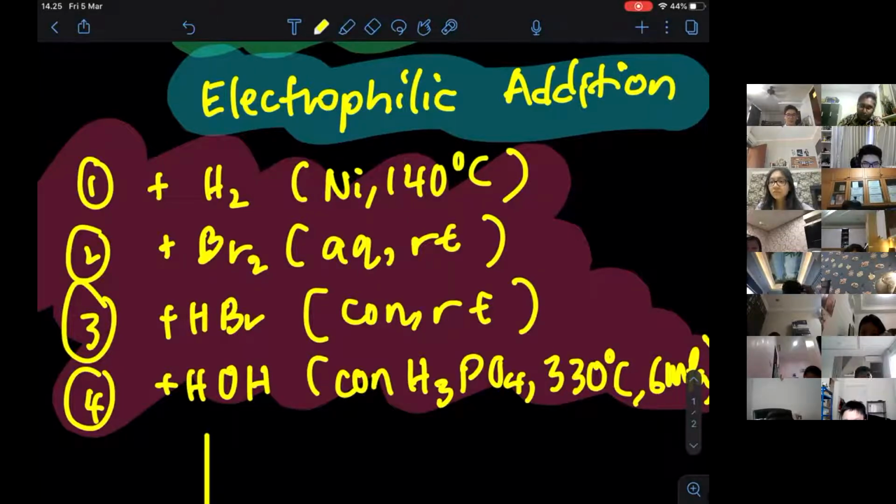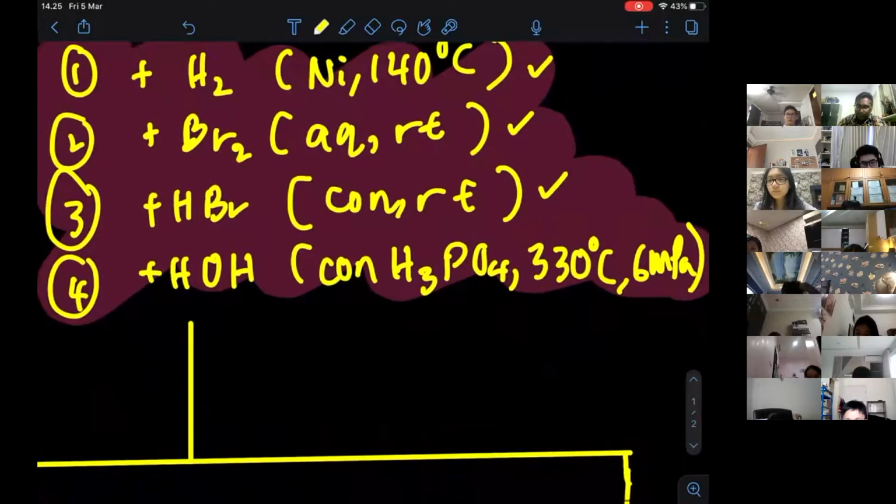The conditions for H2 are nickel catalyst at 140 degrees Celsius. For Br2, the halogen is aqueous at room temperature. HBr, the hydrogen halide, will be concentrated, also at room temperature. Addition with steam requires concentrated phosphoric acid, 330 degrees Celsius, 6 megapascal. If you want to change it into atmospheric pressure, it's going to be 60 atm, but according to your syllabus, 6 megapascal.